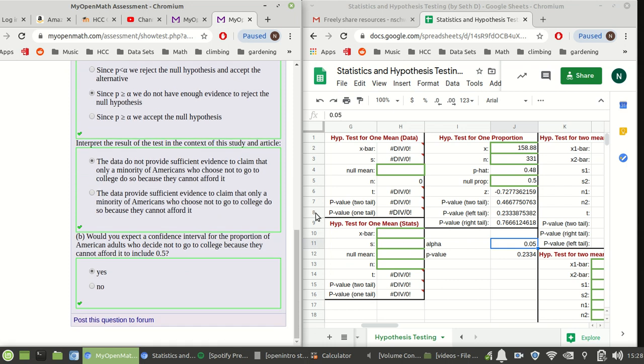Anyway, the main goal was to show you how you can use this spreadsheet to do some computation. And you don't have to do everything by hand, although you're welcome to if you want to.